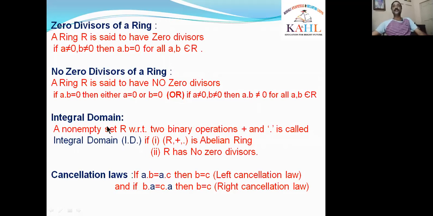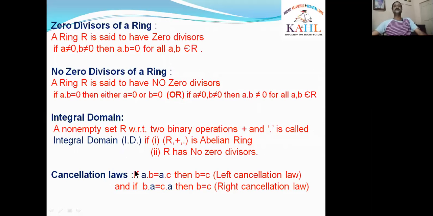That means for an integral domain, a non-empty set R must satisfy two conditions. That is, R plus dot is abelian ring, not only ring. It is an abelian ring, and R has no zero divisors. If R satisfies these two conditions, then that R is said to be integral domain.